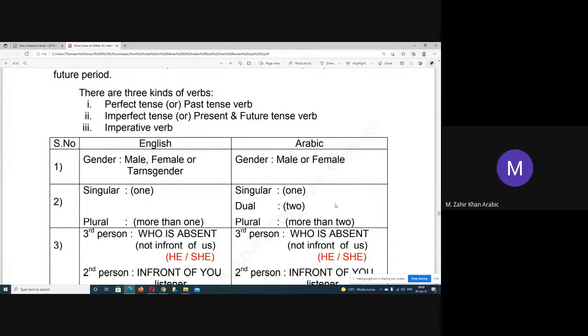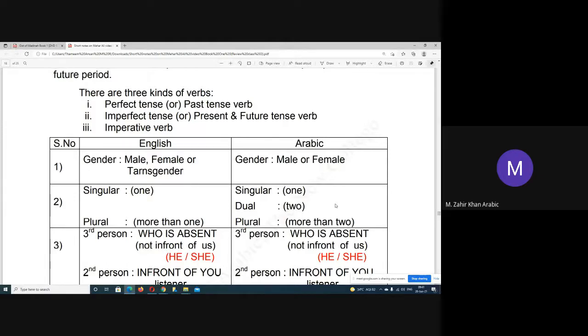So whenever we are starting a verb or a pronoun, we have to note these points. For example, in English and Arabic, the main difference for gender is: in English it can be male or female. Nowadays in all the applications there is a separate column for transgender. But in Arabic the gender can be either male or female. The second point: in English the number can be singular for one, and for plural we say two. But in Arabic, for one we say singular, for two we say dual, and for two plus one we say plural.